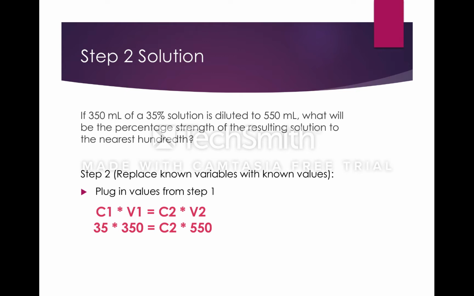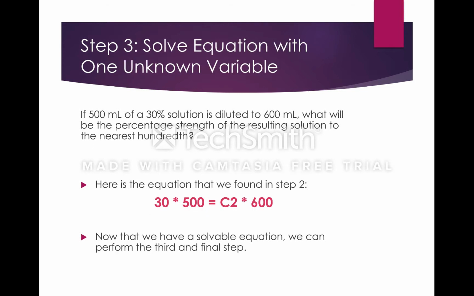So we're just replacing those known variables with known values just like we did before. Putting 35 in for C1, 350 for V1, C2 staying where it is, and 550 for V2. So that once again, we're left with only one variable now.